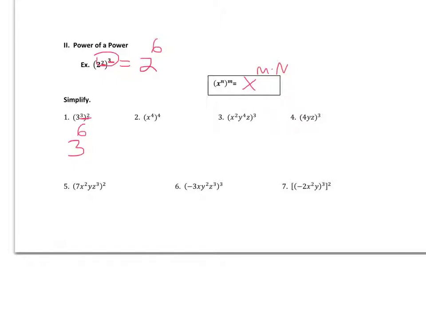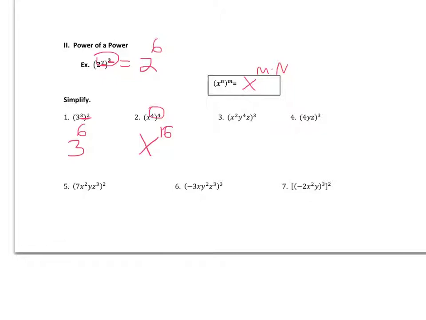Number 2, real easy. I have my two exponents of 4. So the 4, and then that's raised to another 4, so you multiply them. 4 times 4, so that gives me x to the 16th. Okay, number 3, now I have more than one variable. In fact, for number 3, I have 3 variables. So I have to look at all 3 of these separately and multiply each exponent separately for each variable.